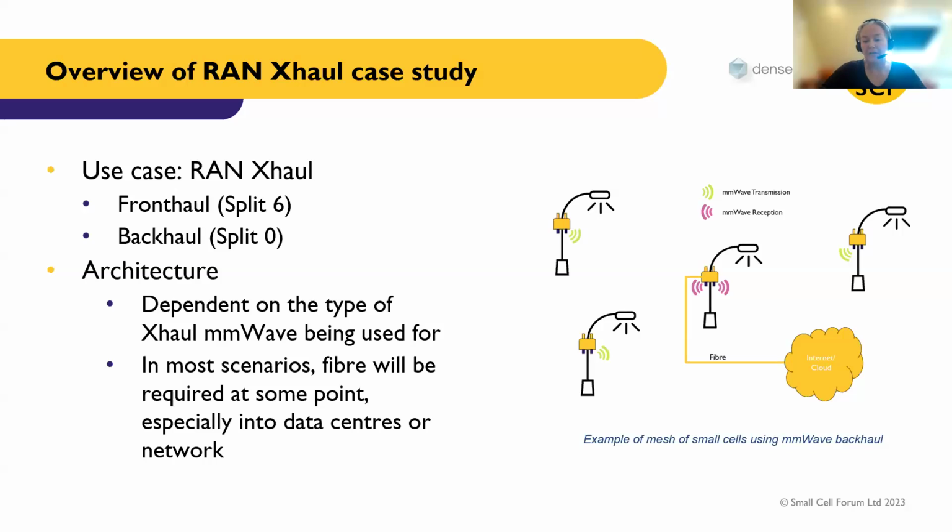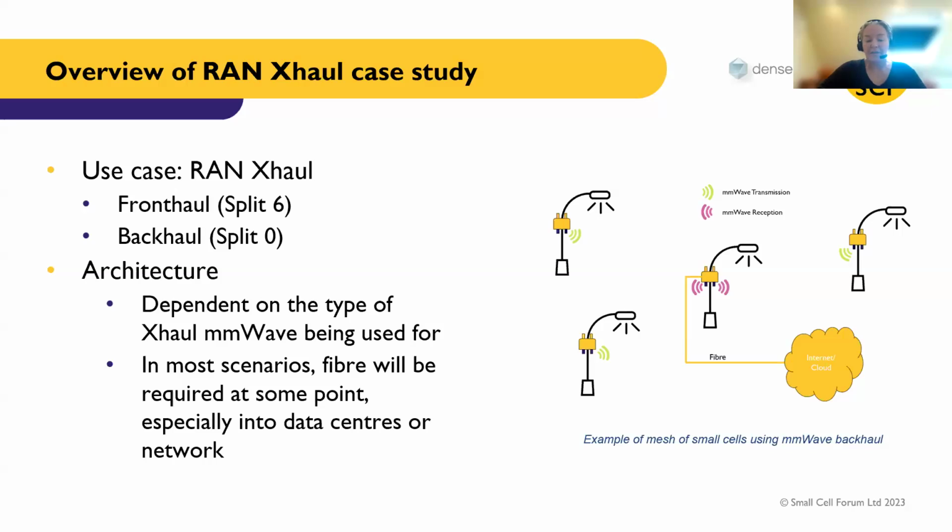Particularly if you're using it for backhaul, you can either have a series of hops between node Bs, or you can have it in a mesh system, and then you can just have one node B that actually has fiber connected and goes into either the data center or the cloud or your network, whichever you need. Using it for split 6, obviously you can have multiple RUs per DU without the need to connect fiber between them constantly.